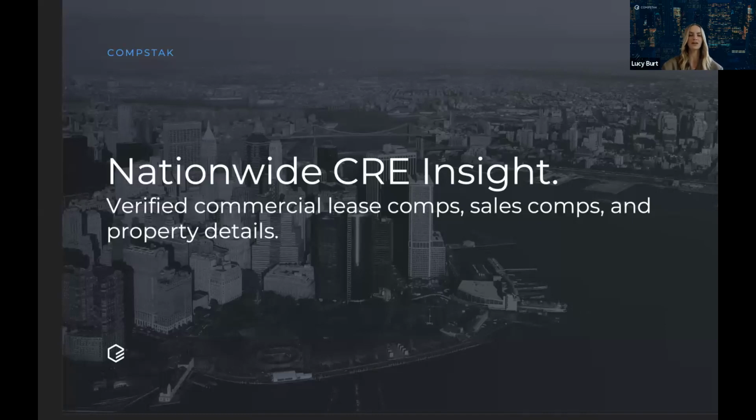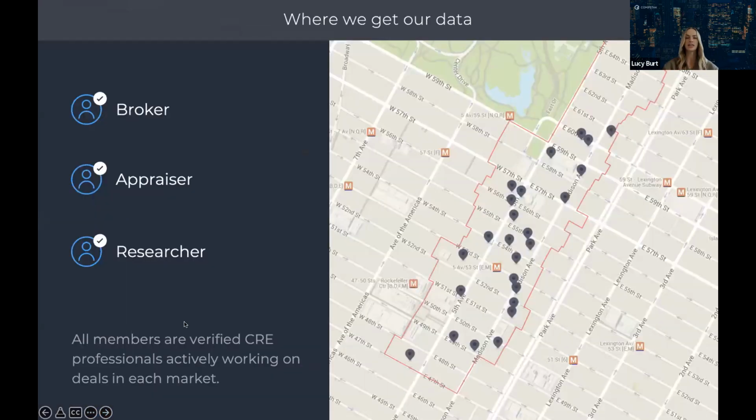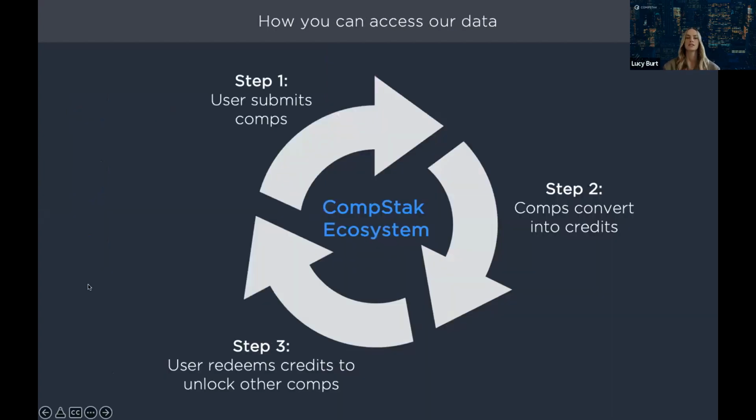Moving on to the next slide, just to reiterate, all the commercial real estate lease and sales comp data, as well as property data on our platform, is coming directly from verified commercial real estate professionals actively working on deals in each market. So those are the brokers, appraisers, and researchers. All the data is coming directly from you guys. To reiterate the ecosystem of how the Exchange works, as a user, you submit a fully executed commercial lease comp or sales comp. Submitting that earns you credits, and then you're able to redeem those credits to unlock other comps on the platform.